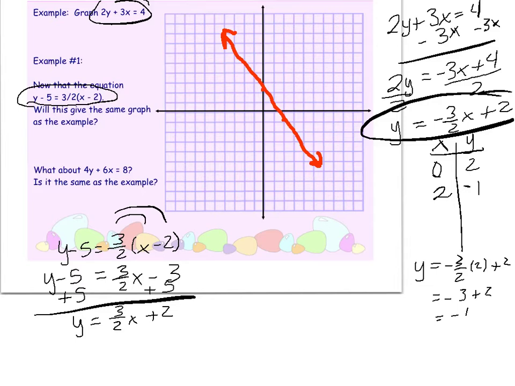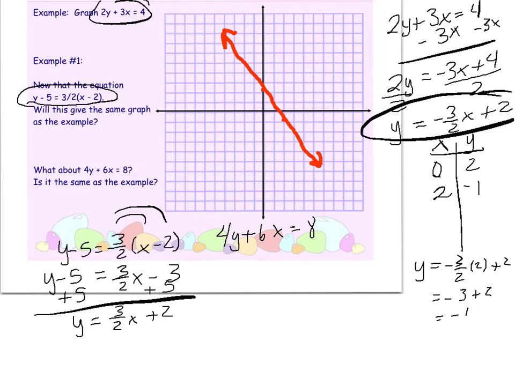So when we graph it, it's going to give us the same line. So this is an example of two equations that look vastly different. This one up here looks a whole lot different than this down here, but they're the exact same line. Now let's take a look at a third equation, this one here, 4y plus 6x equals 8.